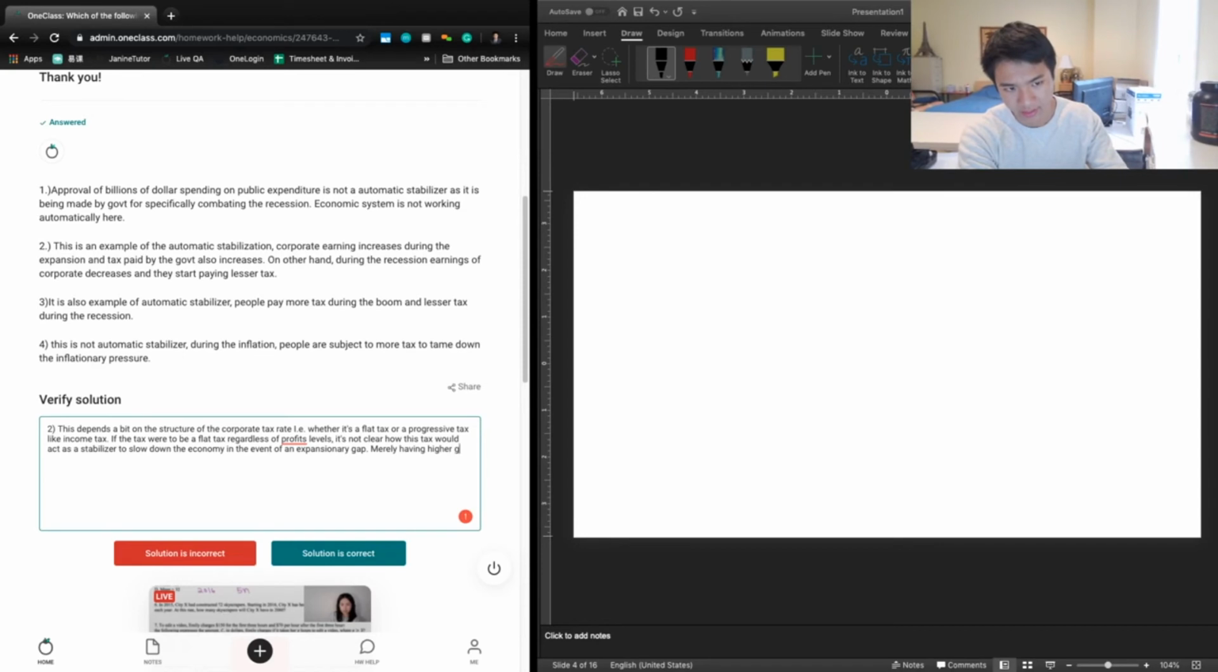Merely having higher government tax revenue would not act as a buffer because it doesn't change the proportionate tax burden in the non-expansionary versus expansionary scenario. So that's a clarification for number 2, just ensuring that we don't mislead anybody and say that it's definitely the case that it's an automatic stabilizer. Number 3 says, it is also an example of an automatic stabilizer. People pay more taxes during the boom and less taxes during the recession. And so that is the case.